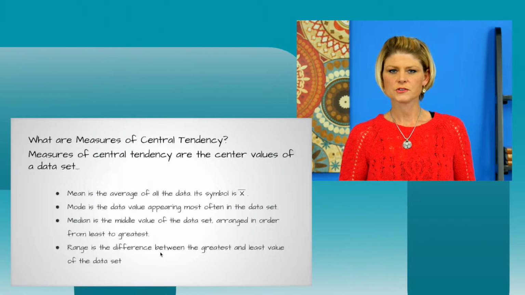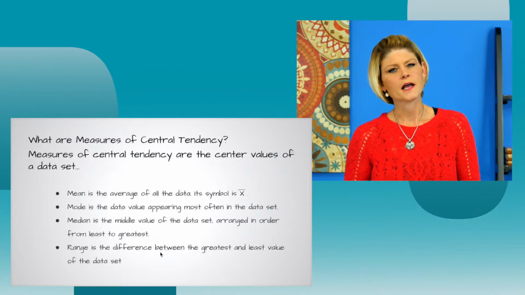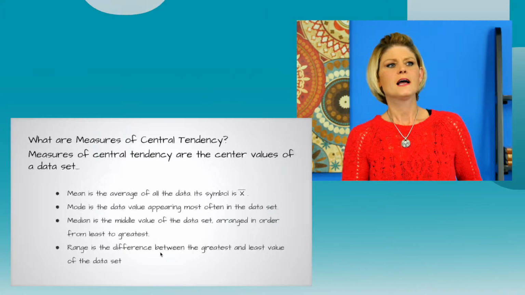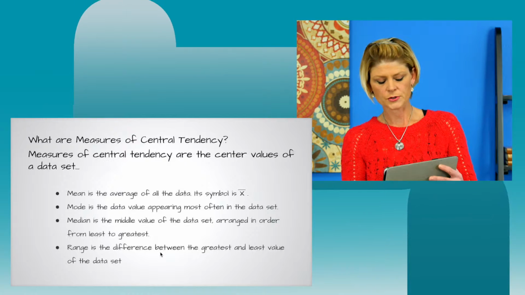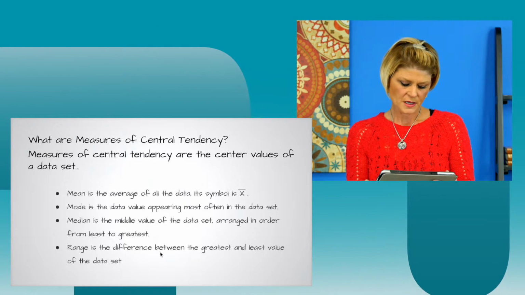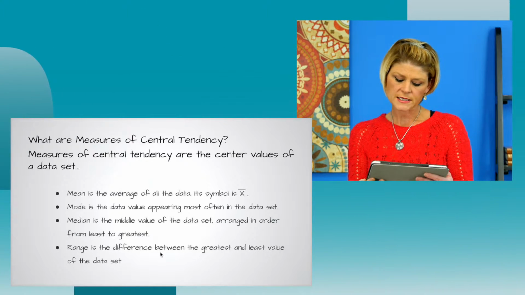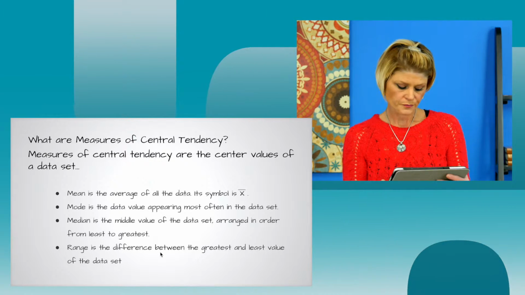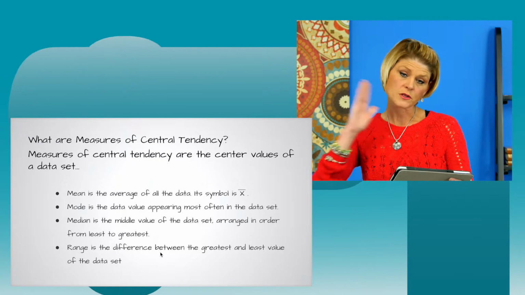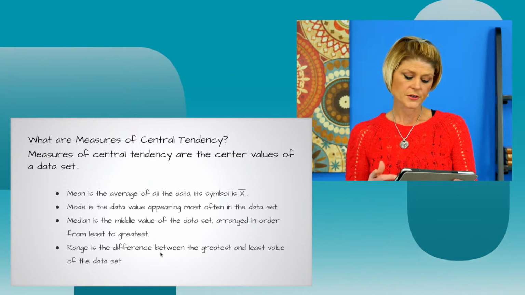When I've taught my students mode in the past, I have them think about the sound "mo" and say mode sounds like most. So it's the number that you see most often. Median is the middle of the data set arranged in order from the least to the greatest. Think about median meaning middle. And then range is the difference between the greatest and the least value of the data set.